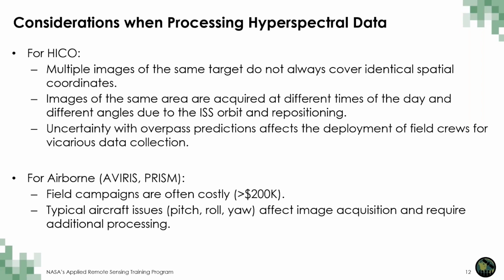Similarly, for airborne sensors such as AVIRIS or PRISM, the field campaigns are usually costly. We're talking probably on the order of maybe more than a couple $100,000 for a field campaign. So that's something that you have to take into consideration particularly when designing the project or budgeting for the project. And also there are the typical aircraft issues, for instance, pitch, roll, and yaw, that affect the image acquisition and might require additional processing as well.